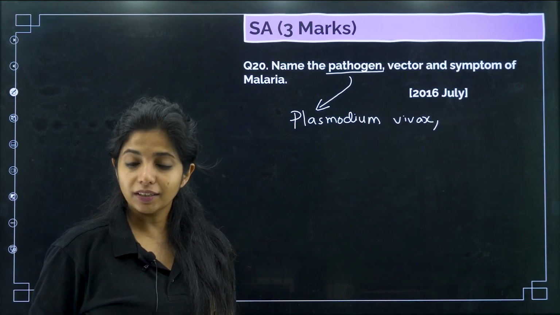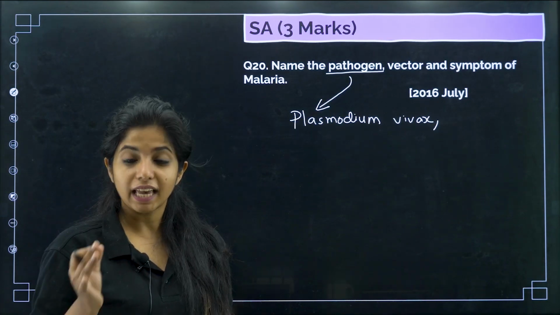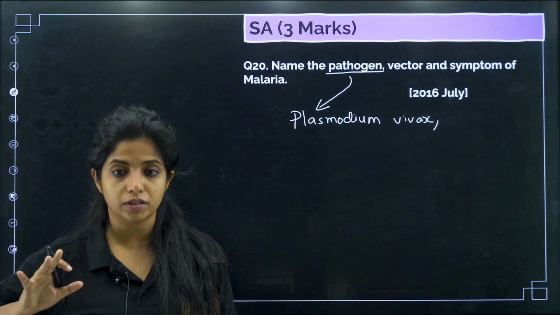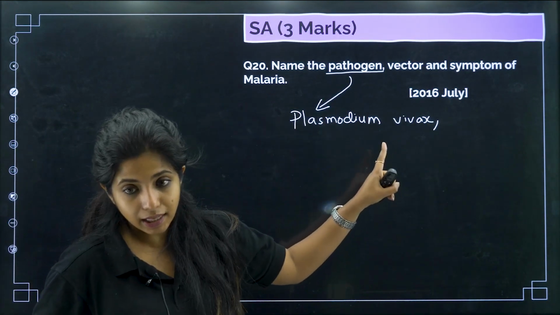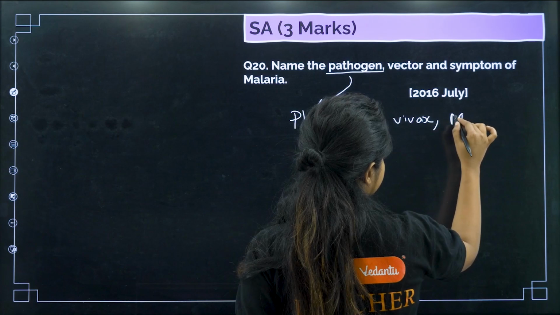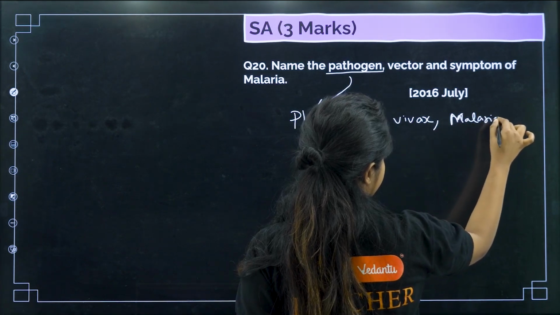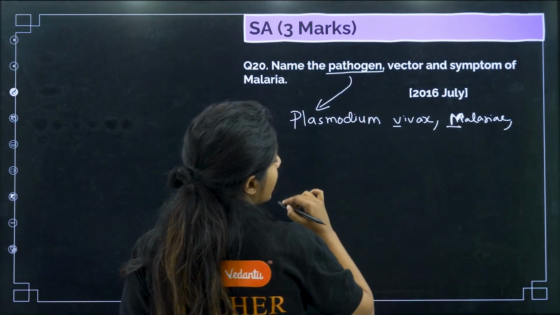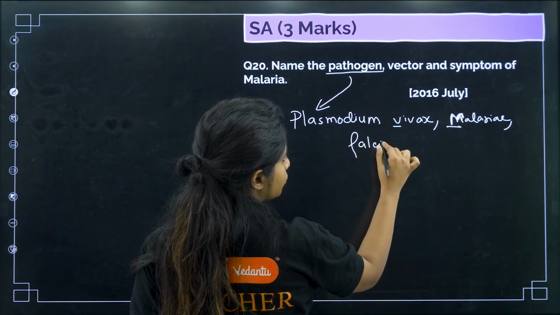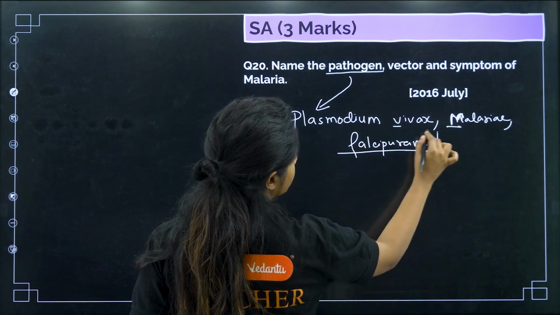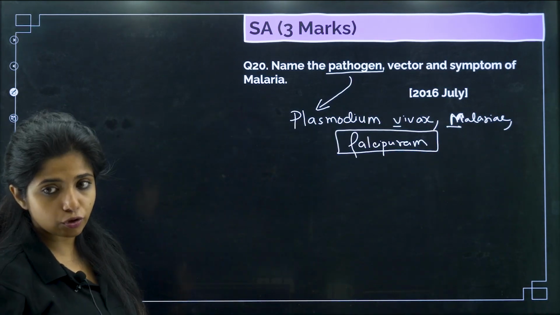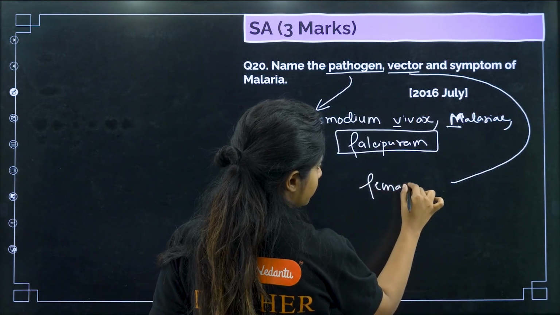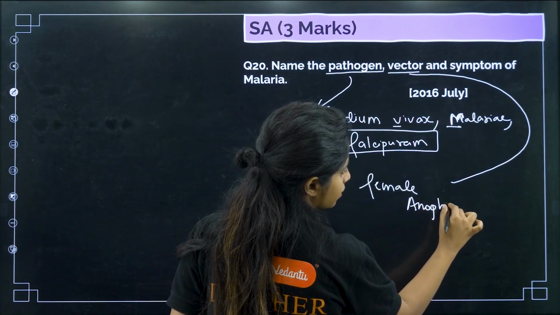Can you tell me the malignant one, as in the pathogen which causes the most amount of ruckus? Plasmodium vivax, then comes Plasmodium malariae. That does not cause much trouble. M should be a small letter because this is a species name. And then the malignant form is falciparum. It causes a huge lot of trouble. Now, what is the vector of malaria, children? It is the female Anopheles mosquito.